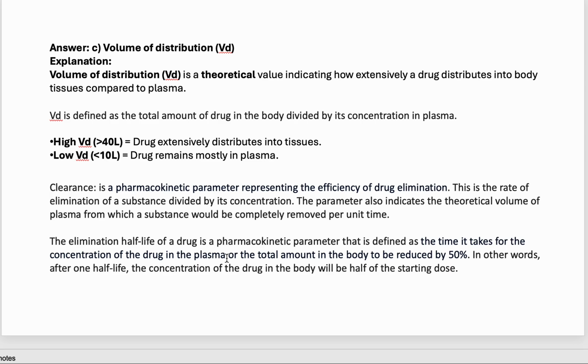Now, elimination half life is defined as the time it takes for the concentration of a drug in the plasma or the total amount in the body to be reduced to 50%. In other words, after one half life, the concentration of the drug in the body will be half of what it was when administered. So if we had 100 mg of the drug, the time it would take for that drug to be 50 mg, that's called elimination half life.